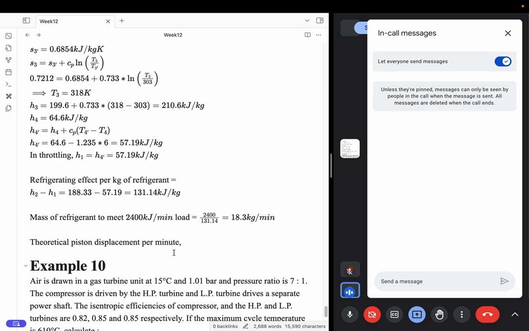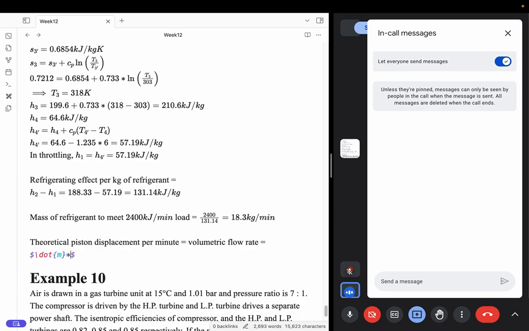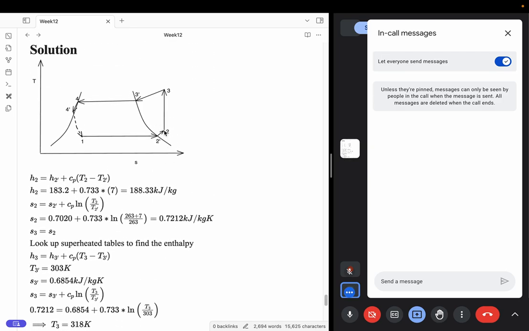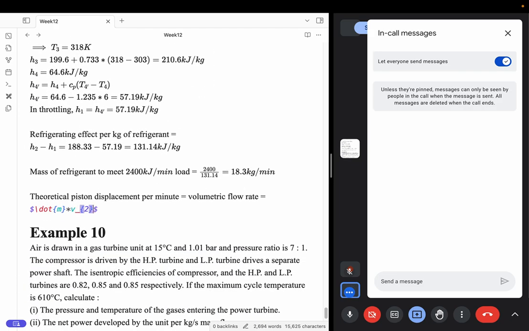The piston displacement per minute is basically your volumetric flow rate. You can get that directly by m dot divided by density, or you can multiply with specific volume, whichever you prefer. The specific volume should be that at the compressor inlet, which is state 2. How do I calculate the value at state 2?